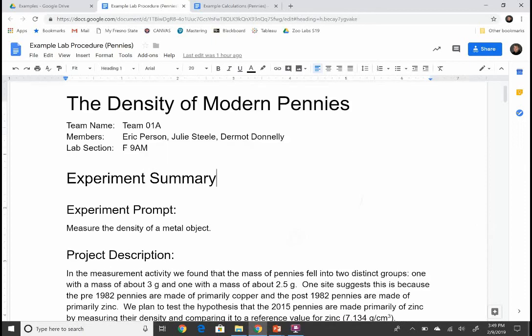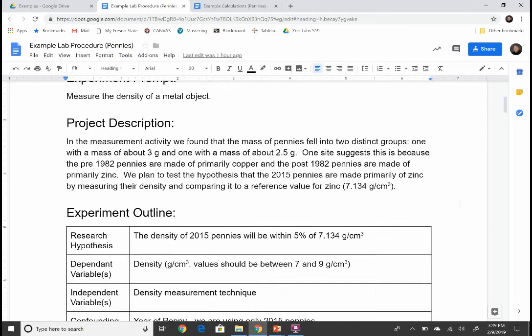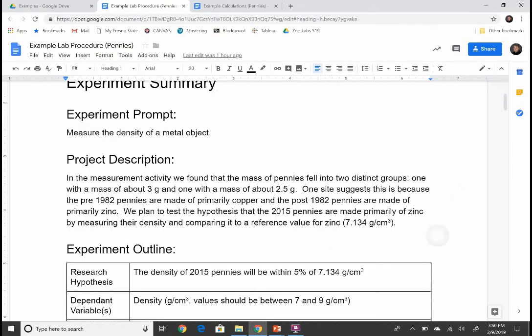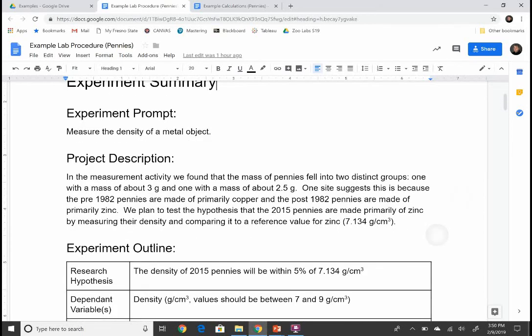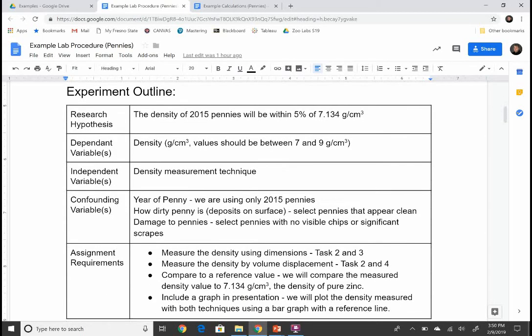And if we look at this, they're essentially going to see if the explanation of the different masses of pennies in that measurement activity is reasonable, that the 2.5 gram pennies, the post-82 pennies, are made of zinc. This might be for an assignment where you're supposed to measure the density of a metal object or something like that. And so the hypothesis in this case is that the 2015 pennies are going to be within 5% of the density of zinc, which is 7.134.